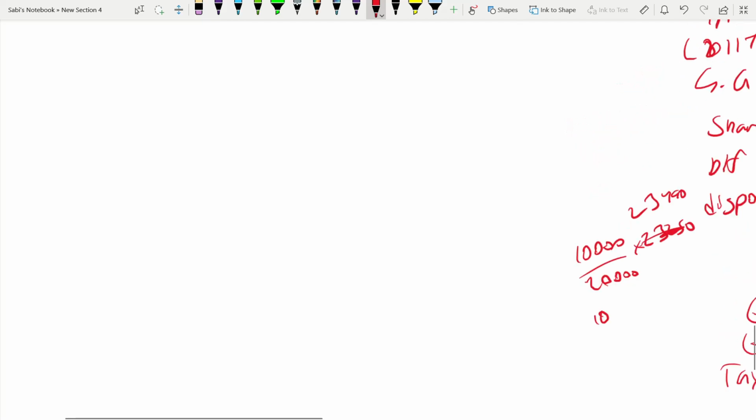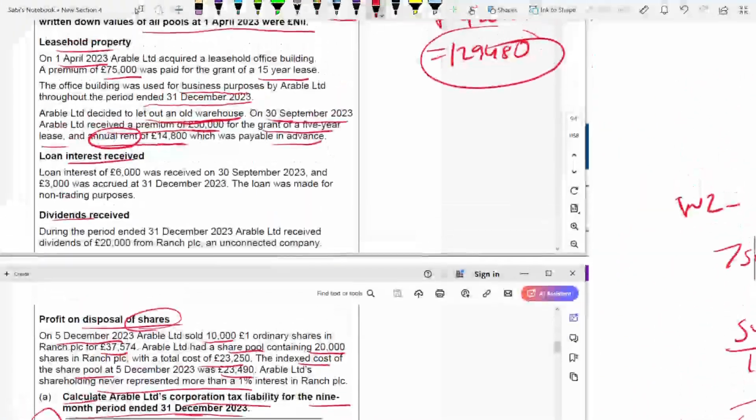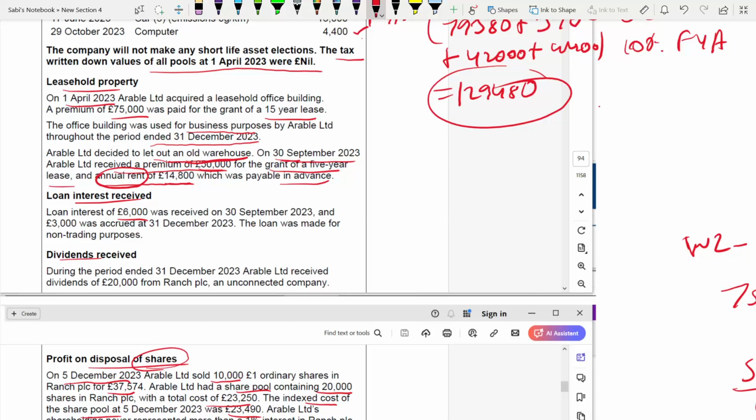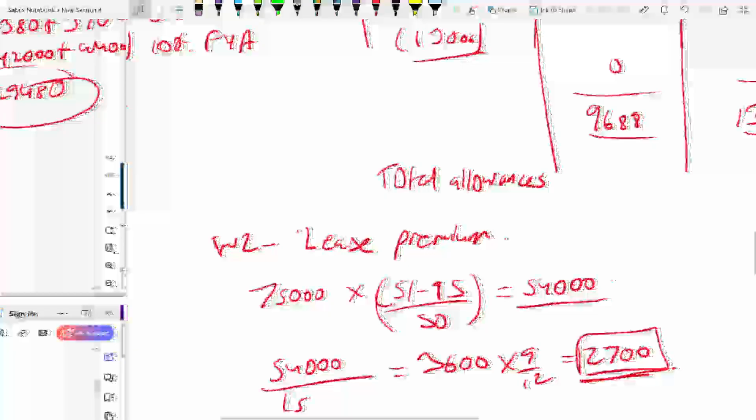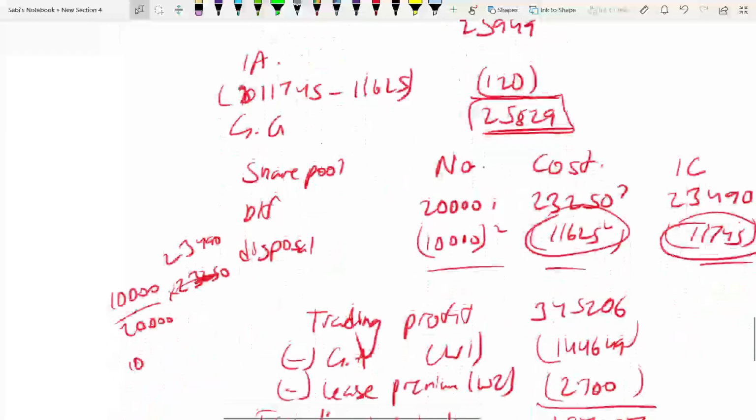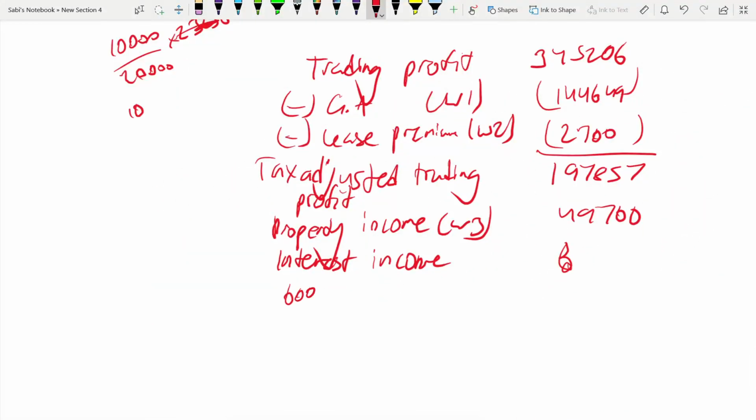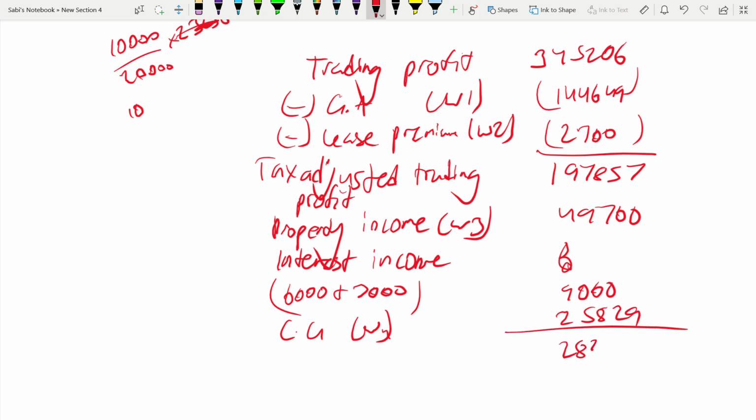Augmented profit you need. So loan interest part I have to read. Loan interest is 6,000. 3,000 was accrued. Loan was made for non-trading purpose. So add 6,000 and 3,000. And then chargeable gain, working 4. 25,829. Add up, 282,386. This is your TTP.